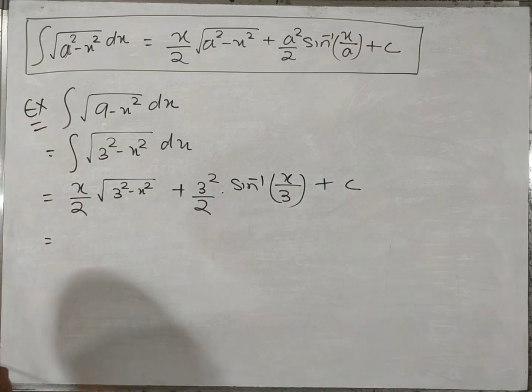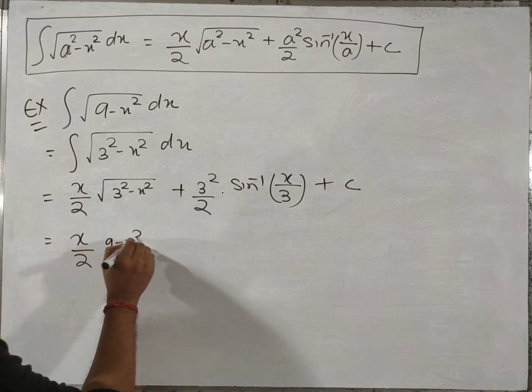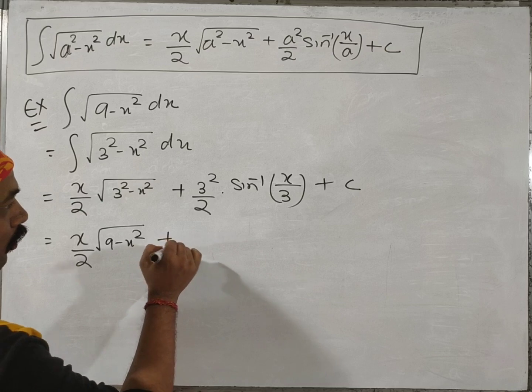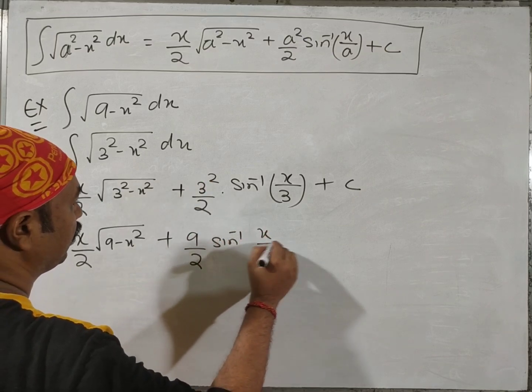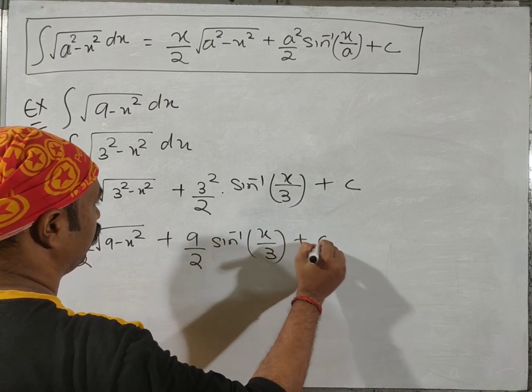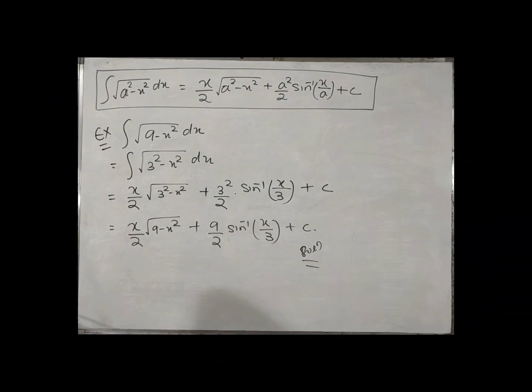Then by solving it we can have x by 2 square root of 9 minus x square plus 9 by 2 sin inverse x by 3 plus any constant c, and here is the solution for this problem.